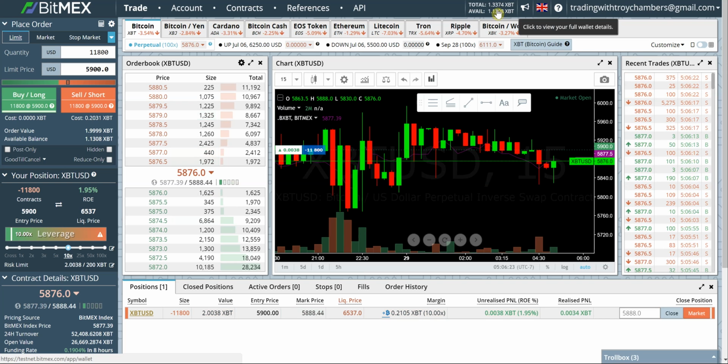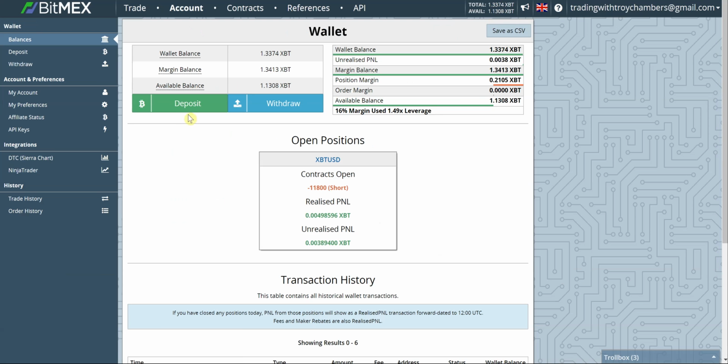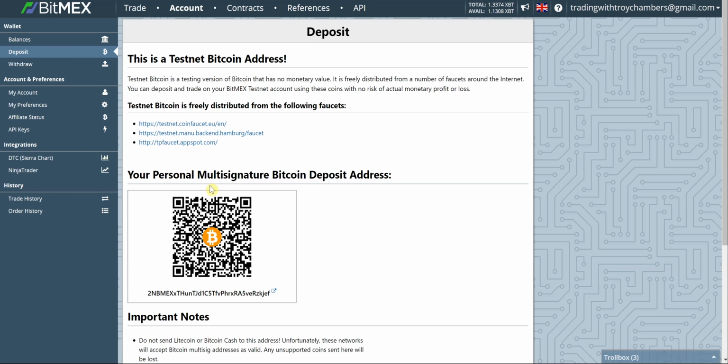This here is an account that I set up. I already have some BTC in here. When you first register for your Bitmex demo, you won't have any BTC. You just go up here, click there. I'm going to go over to deposit, click that. It's going to generate a Bitcoin address, which we're all familiar with. We copy that.